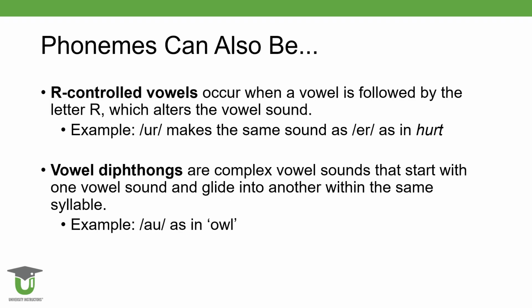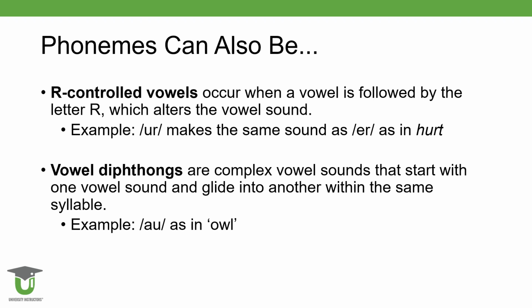R-controlled vowels, or sometimes called the bossy R vowels, occur when a vowel is followed by the letter R, which changes the vowel's sound. The R influences the vowel so that it is neither pronounced as a long nor a short vowel. Example, the UR sound makes the same sound as the ER sound, as in hurt. Understanding R-controlled vowels is essential because they're common in English and they can change the way words are decoded and spelled. The sounds are typically taught after students have a solid grasp of short and long vowel sounds, usually toward the end of first grade.